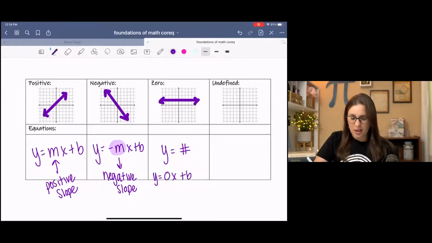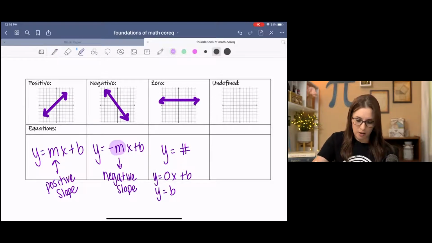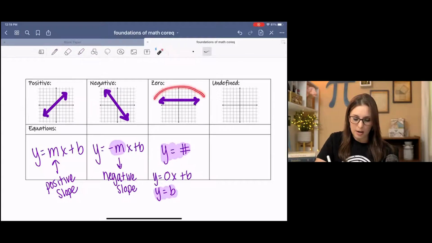And 0 times x is just 0. So we end up with y equals b, which is a number. But this would be fine. This or this would be fine to write as the equation of a line that looks like that.